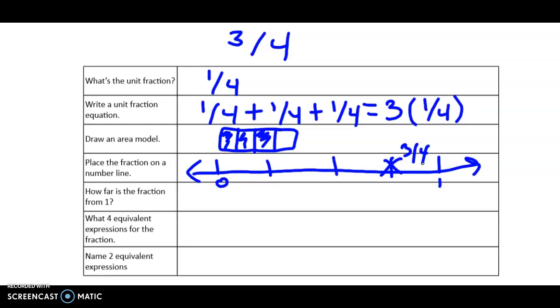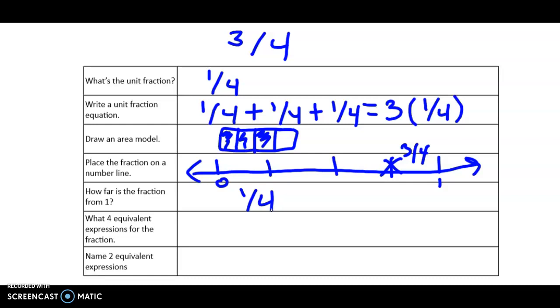How far is the fraction from 1? I can use my number line, I can use my area model to help me answer this question. In this case, I look back up at my number line and I can see that I am 1/4 away from 1. What are 4 equivalent expressions for the fraction? Well, I'll change that so it makes more sense, but what are 4 equivalent expressions for the fraction?